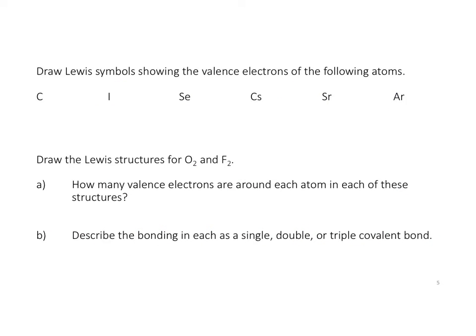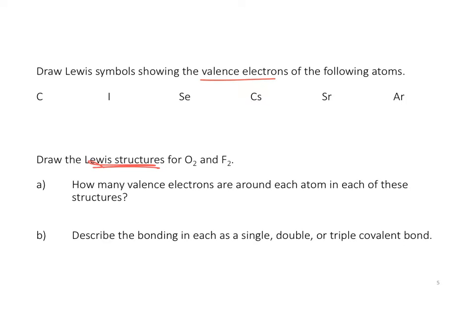Draw Lewis structures showing the valence electrons of the following atoms. Well, we talked about what groups they are. So these are the electrons that they can contribute to bonding. The first thing you're going to do when you're doing these structures, and it's very important to start learning how to draw Lewis structures, is to count up all the valence electrons that go into that.